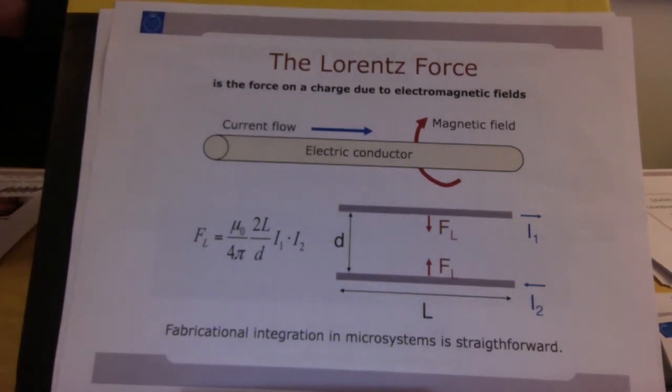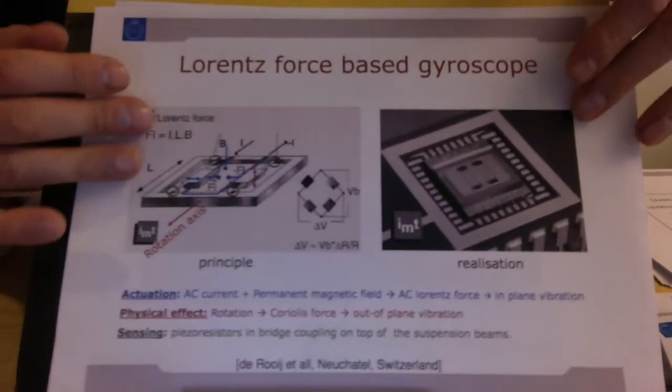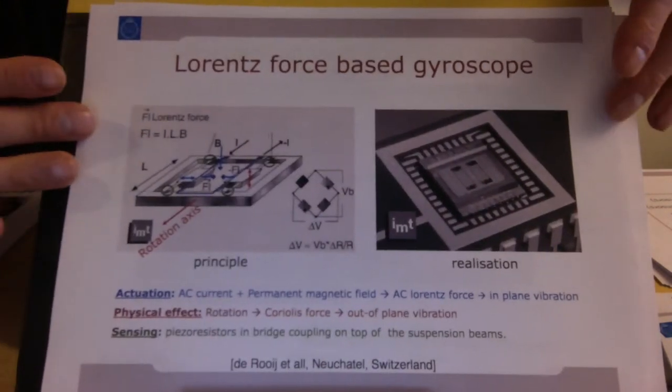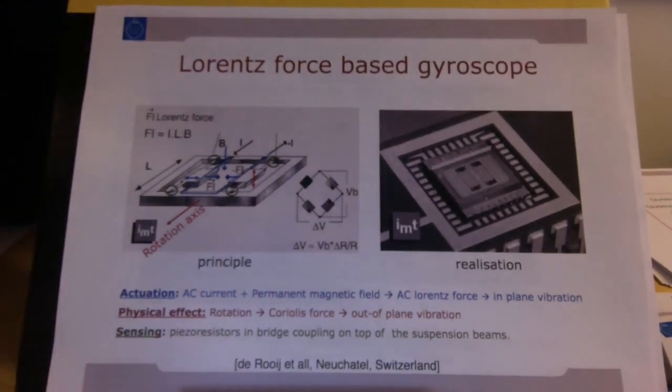An example of such a system that uses that force is the following system. It's a Lorentz force-based gyroscope. This has been developed in Neuchâtel, the EPFL in Neuchâtel, by the group of Professor Nico de Rooij. Before I explain how this works, it's a very beautiful system because it's very intricately made. Before I explain how this works, first I suggest you watch the next video, which is actually a short overview of the Coriolis effect that we're going to use here.